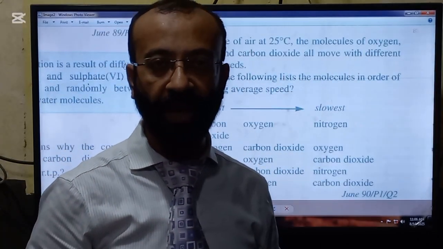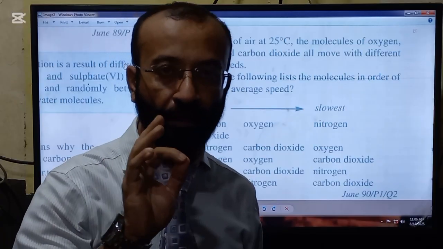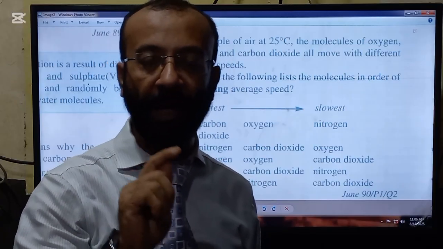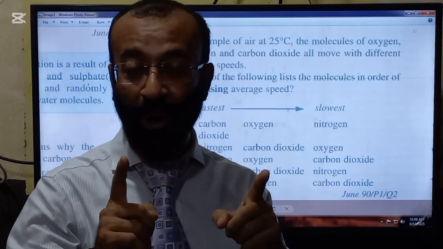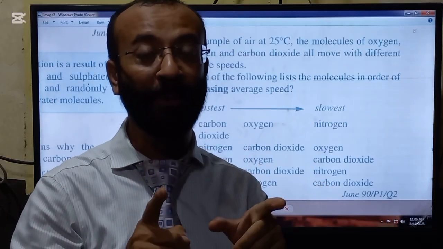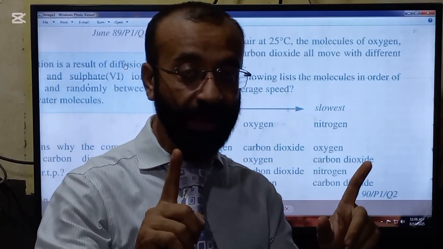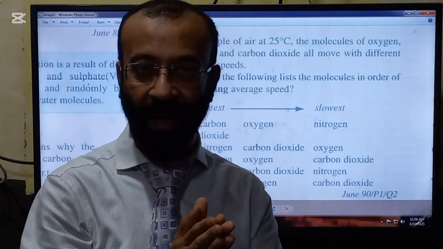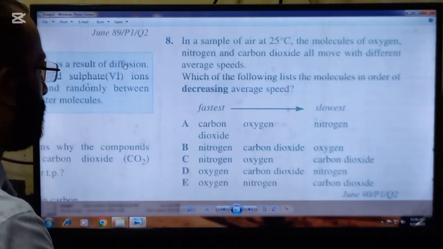So first we will find the relative molecular mass, and the molecule with the least relative molecular mass will move with the greatest speed, and the molecule with the greatest relative molecular mass will move with the least speed. So this is the key point. So first we will find the relative molecular mass and then we will decide. Anyways, here are the options.